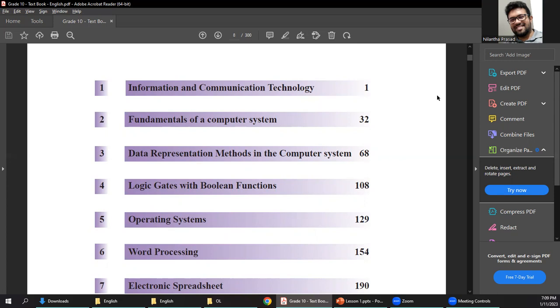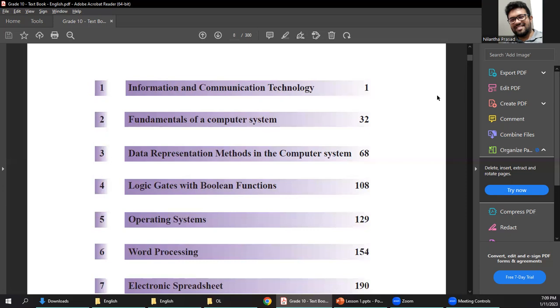And we will also discuss information systems. What is an information system? Why do you need it? How do you use it? What are the different components? All these things we will be discussing in the first chapter.